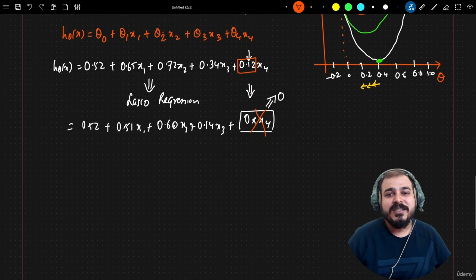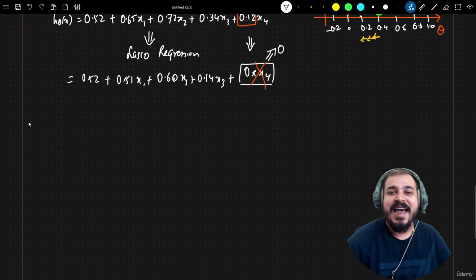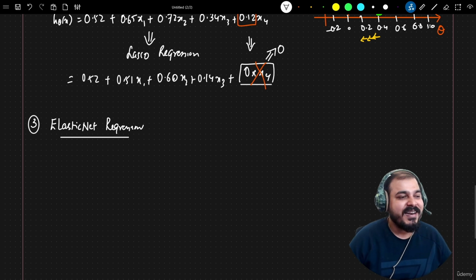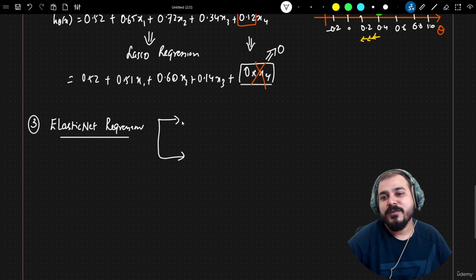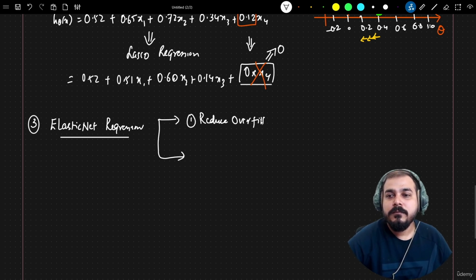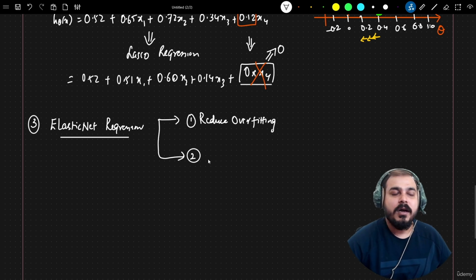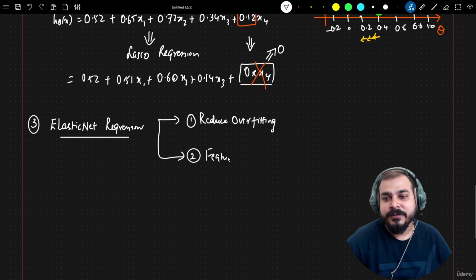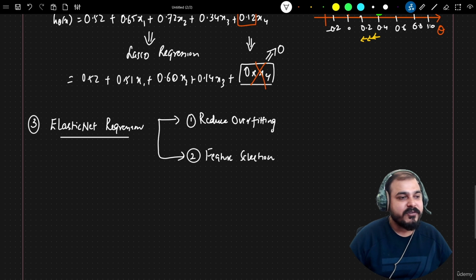Now coming to the next one, which is super important. What is ElasticNet? ElasticNet is nothing, guys, it is the combination of both. Let me write this. ElasticNet is a combination of both ridge and lasso. With the help of ElasticNet, first of all, we try to reduce overfitting, and second, along with overfitting, we also do feature selection. So if I combine both ridge and lasso together, that becomes ElasticNet.